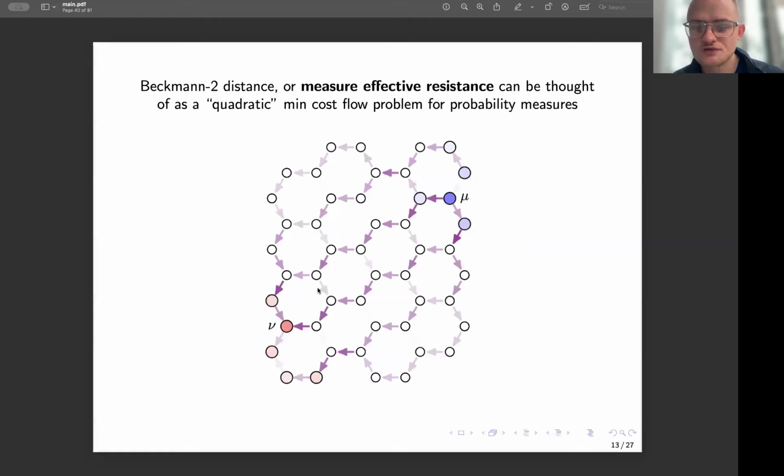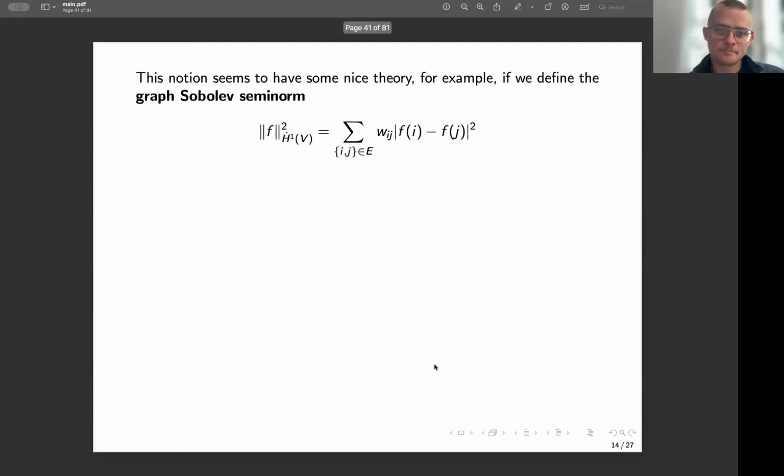But we do also see some amount of concentration of mass on the region where mu and nu are most supported, or on the shortest paths between mu and nu. However, as is typical with effective resistance, as is typical with quadratic programs, we do see some support on edges that are even far away from mu and nu. So this allows us to understand visually a little bit of the difference between the solutions you get to the Beckmann 2 program as opposed to the Beckmann 1 program. So now I'm going to talk a little bit about some theory for this particular family of metrics, and then after that I'll talk about some applications of the Beckmann metrics.